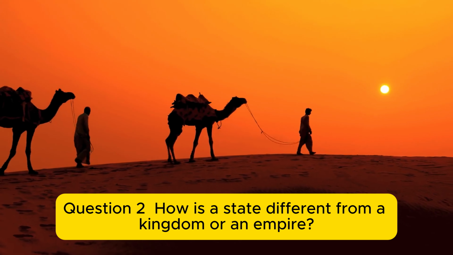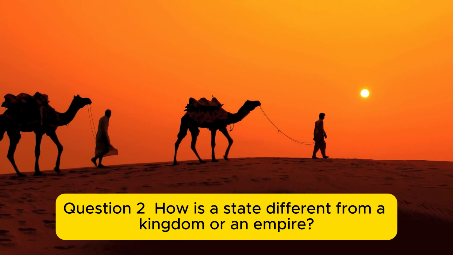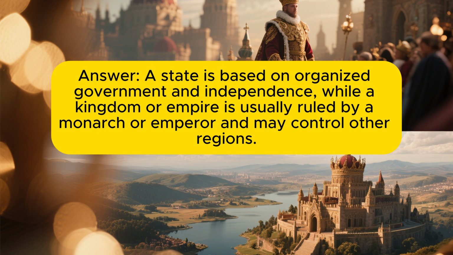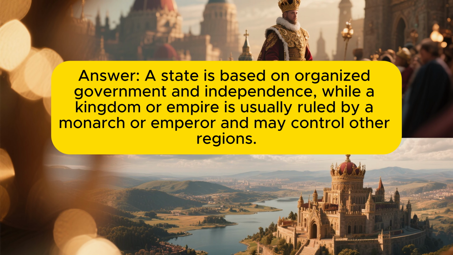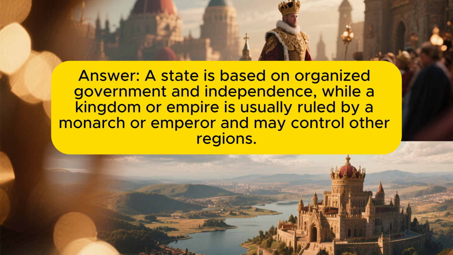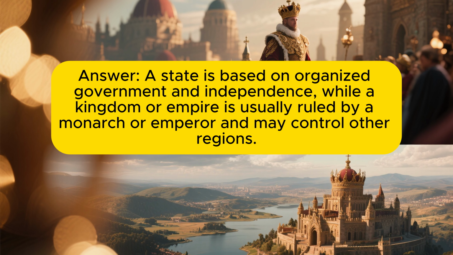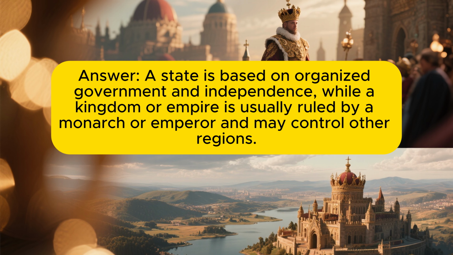Question 2. How is a state different from a kingdom or an empire? Answer. A state is based on organized government and independence, while a kingdom or empire is usually ruled by a monarch or emperor and may control other regions.